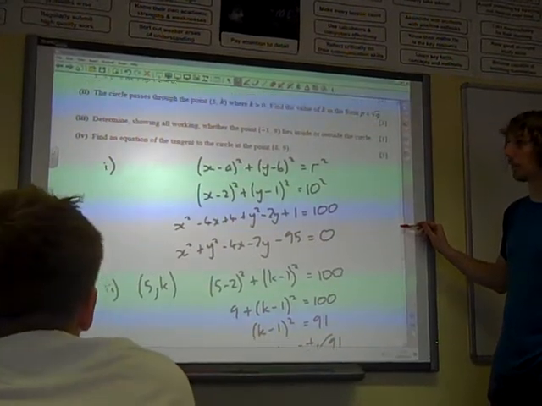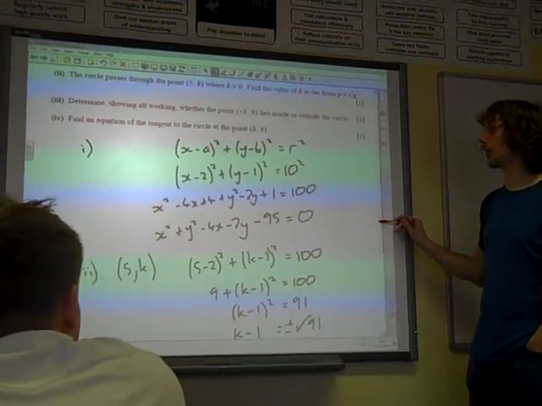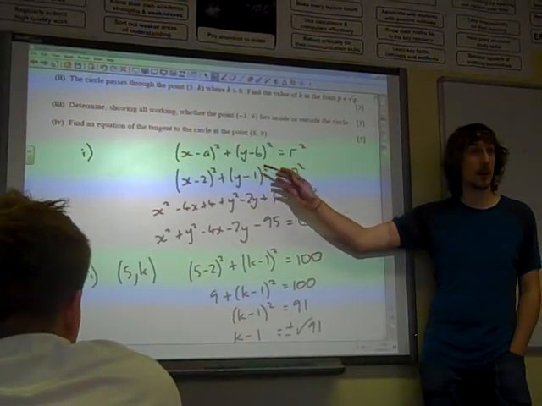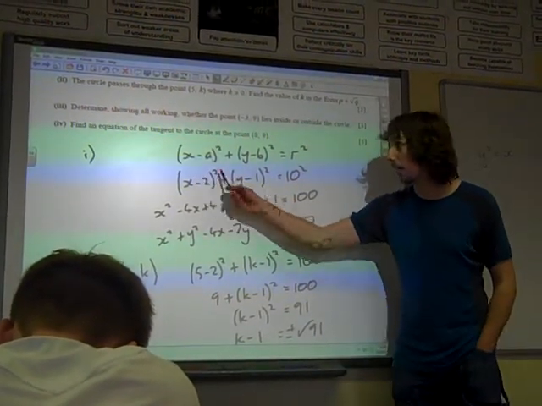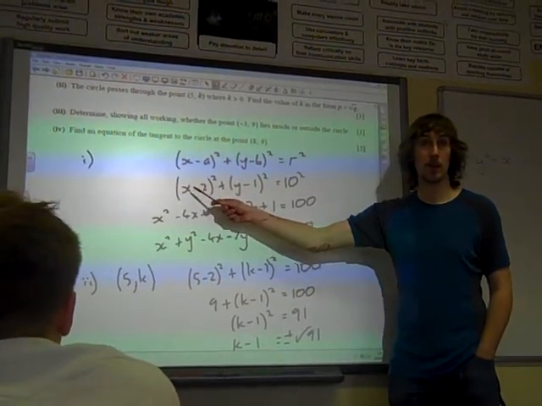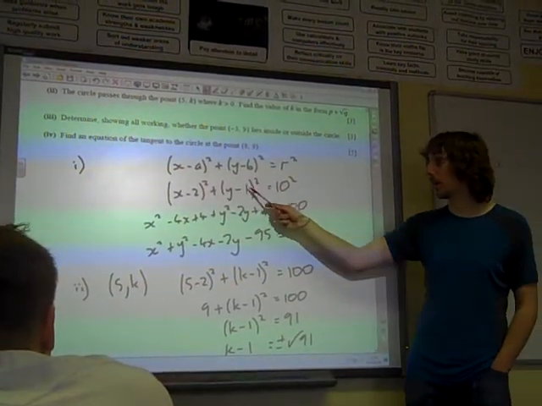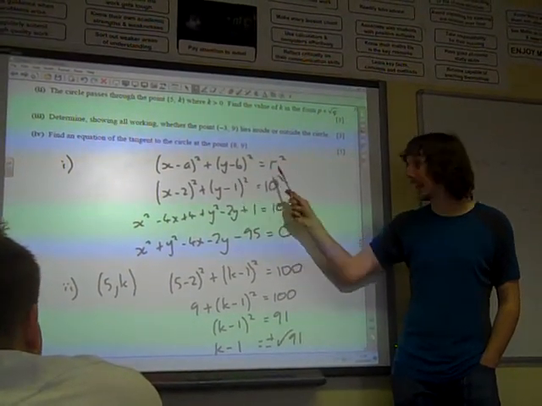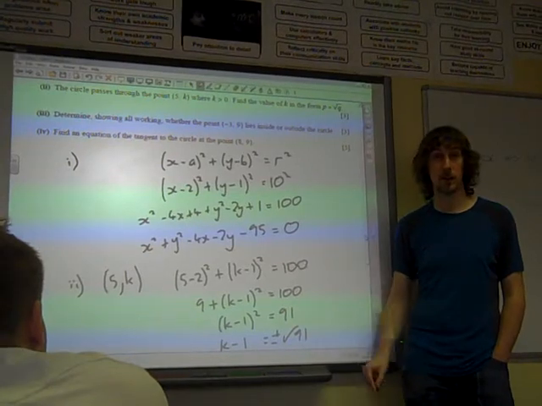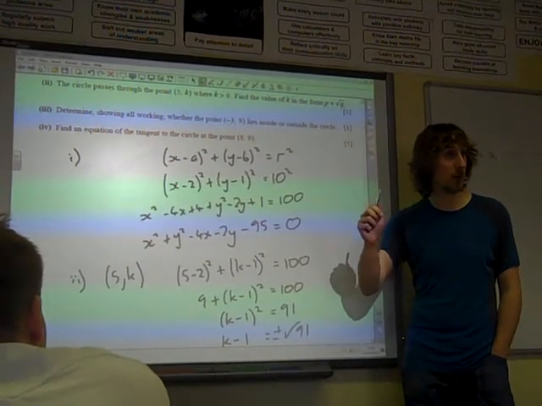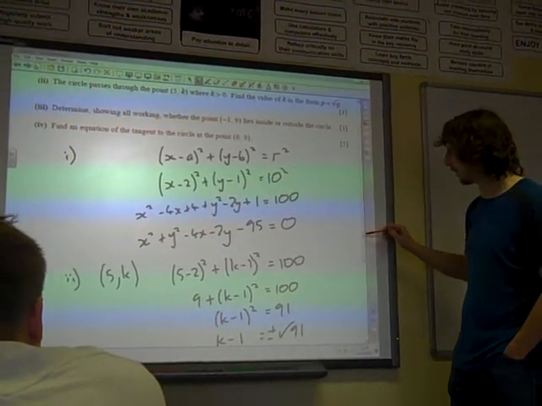Part 3. Determine, showing all working, whether the point (minus 3, 9) lies inside or outside the circle. Well, this formula here is much nicer, really, because this tells us that for any point, the square of the difference between its x value and 2, plus the square of the difference between its y value and 1, is going to be equal to 100 if it's on the circle, because that's the radius. It's basically all that stuff about the difference between 2 points, all the straight line stuff about using Pythagoras' theorem. So let's stick with that form and put (minus 3, 9) into it.